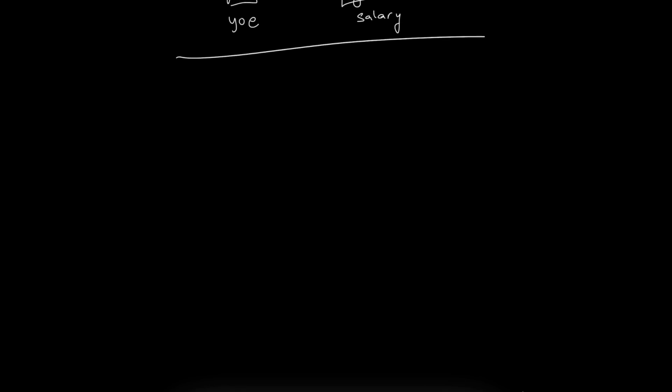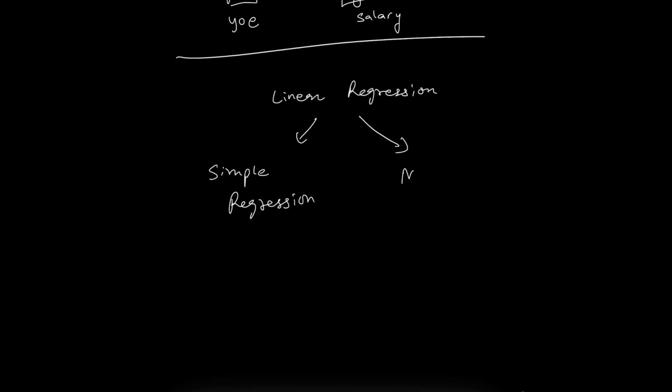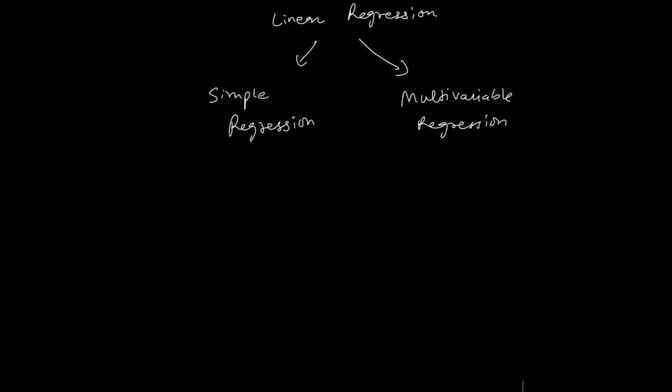So within linear regression, we have simple regression, and then we have multivariable regression. Now, the only difference between these two is exactly what the name suggests. One is a single or at least a simple variable version of the other.